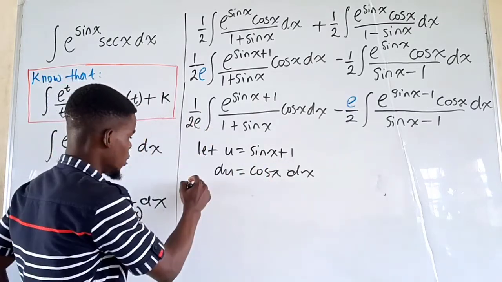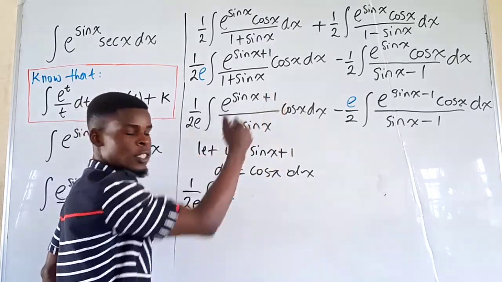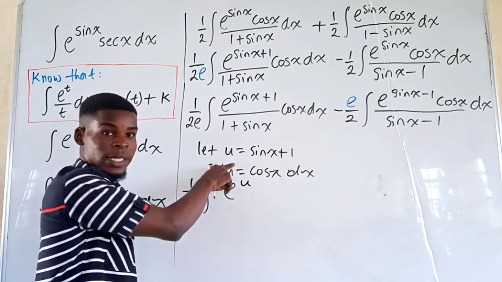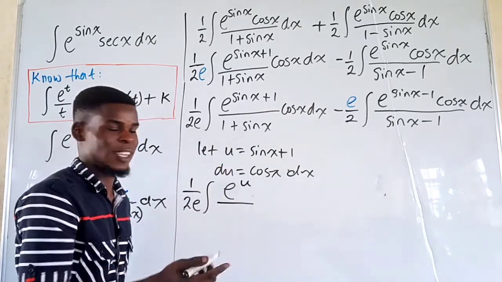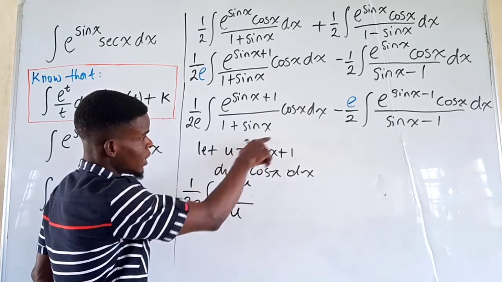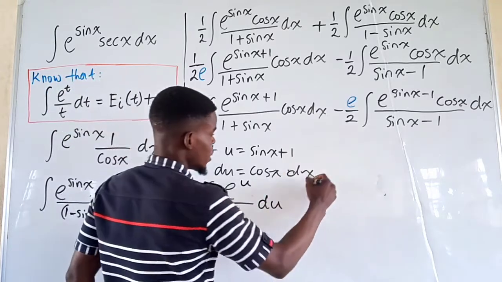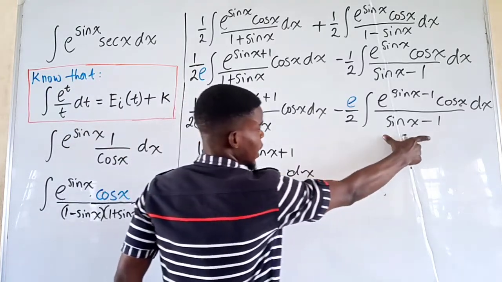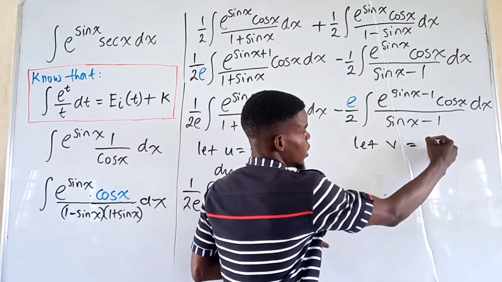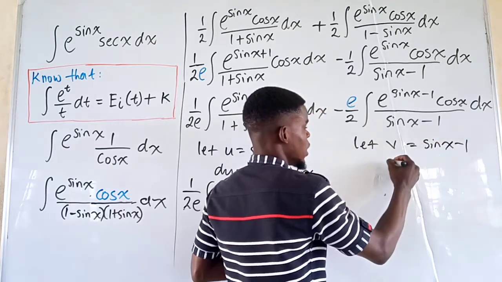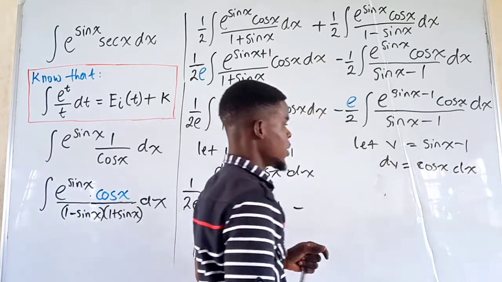So this right here will become 1 over 2e times the integral of e to the power of u, which is just there, alright? Because we are saying u should be sine of x plus 1. Then the denominator we are having the same thing, sine of x plus 1, same thing as 1 plus sine of x, so that is just u. Then cosine of x dx is du, alright? Okay, so we say minus, well, let me just make a substitution for this one also. So let v be sine of x minus 1. That means that dv will now become cosine of x dx, alright?